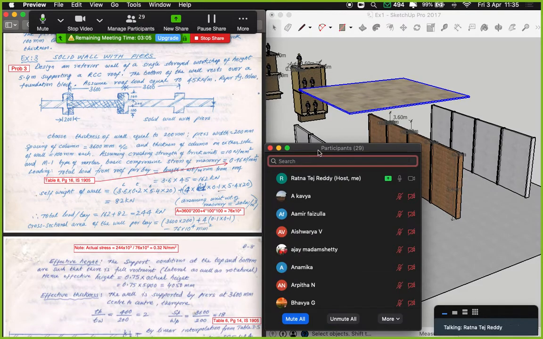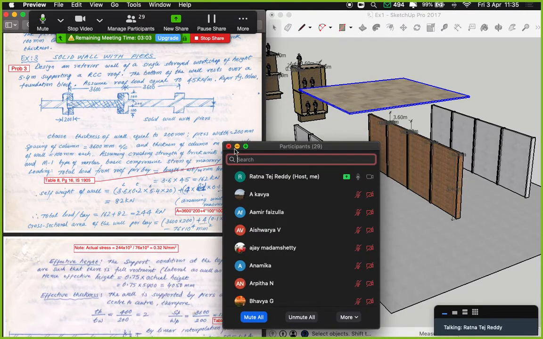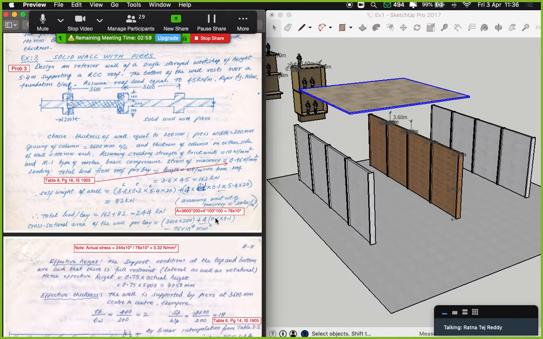We just have 3 minutes before the meeting will hang up. It has a 40-minute deadline. So let's just finish off today's session.